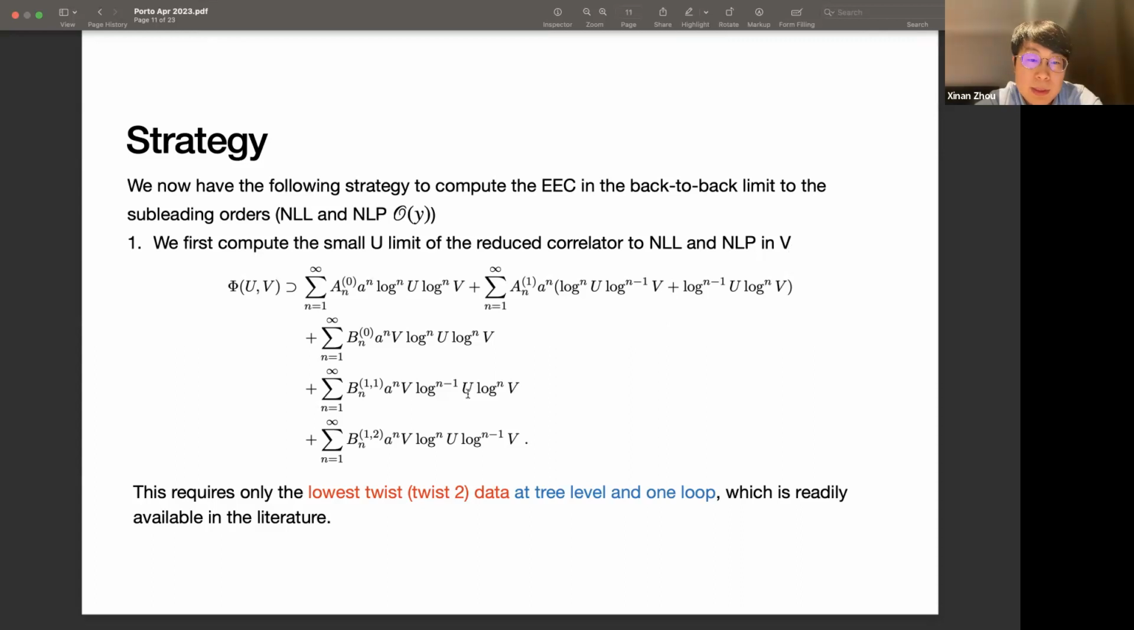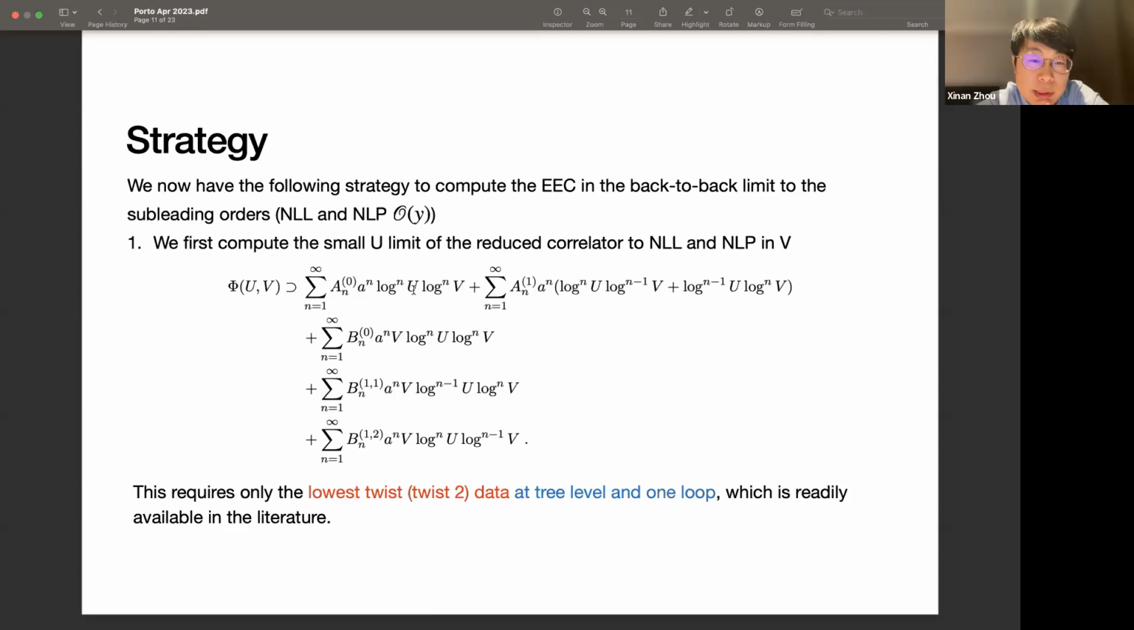Now, subleading in v means that we can have a subleading power in v, which means that we can also have a power correction to this. So v will also go to 0, and we can have something that's linear in v. In this expression, the only data involved is the operator with the lowest twist, namely twist 2. These are like the Konishi operator. And we only need the tree level and the one loop data of these twist 2 operators.